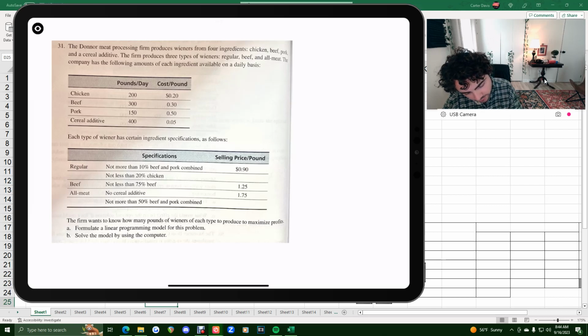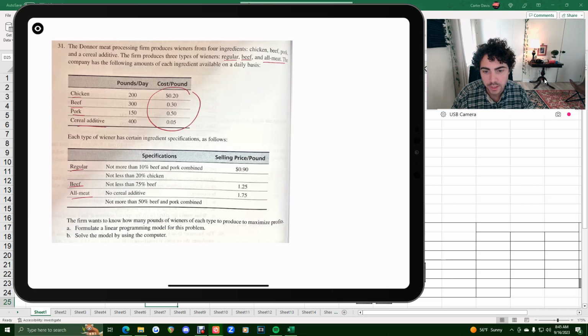There are 3 types of wieners: regular, beef, and all meat. They have a certain number of pounds available of chicken, beef, pork, and a cereal additive, so a number of pounds per day, and then the cost per pound of each thing. Then they give us a breakdown regarding the specifications, which will lead to our constraint inequalities and equations for each type of wiener. And then they give the selling price per pound for each type of wiener.